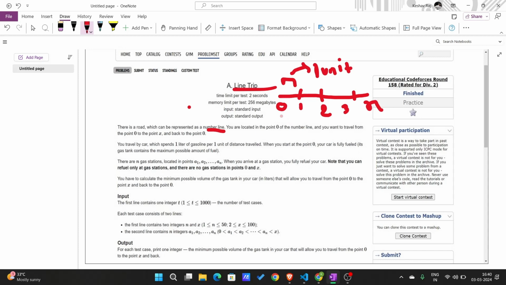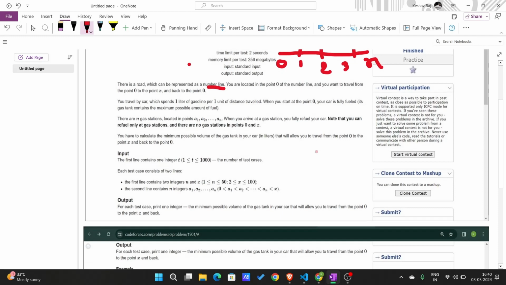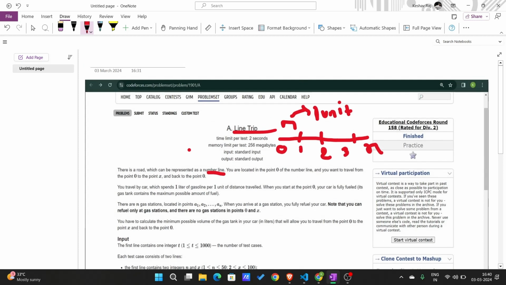So when you are starting to travel, you have your tank full, and the gas tank contains the maximum amount of fuel. And then they are saying that there are n gas stations located at points a1, a2, and so on. So all these points that we marked here, like 1, 2, 3, you can treat as gas stations. So when you arrive at a gas station, you fully refuel your car.